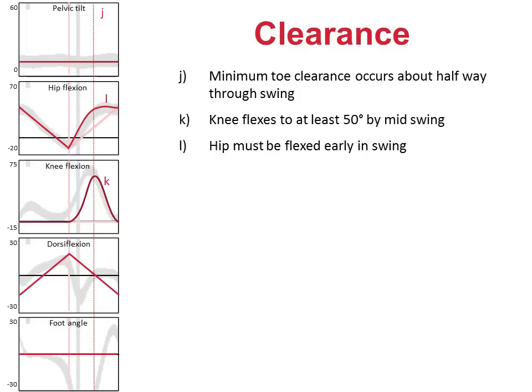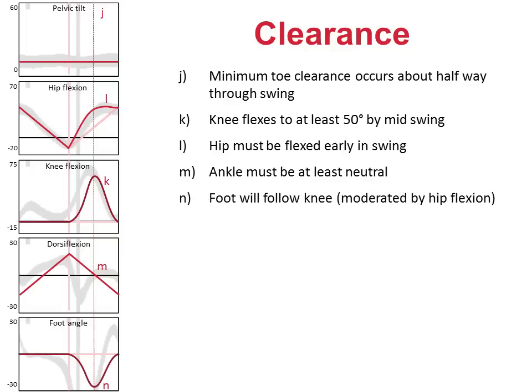The hip reaches its maximum flexion shortly after halfway through the swing phase during normal walking. The ankle must be at least in neutral. Some dorsiflexion will help, but only if there is a good degree of knee flexion to start with. It cannot be used to substitute for small amounts of knee flexion. The pitch of the foot will follow the knee, moderated to some extent by the hip flexion.